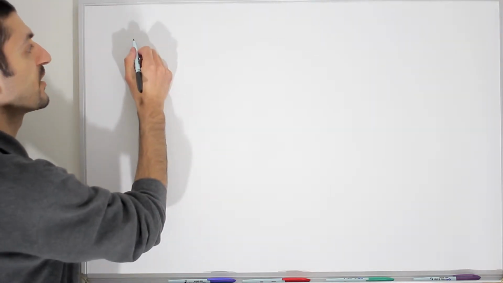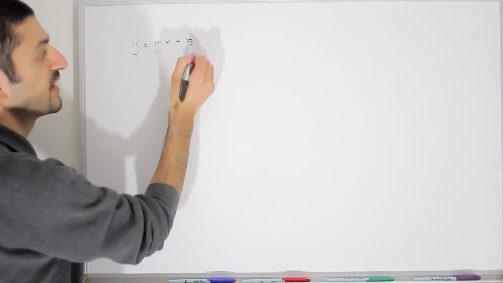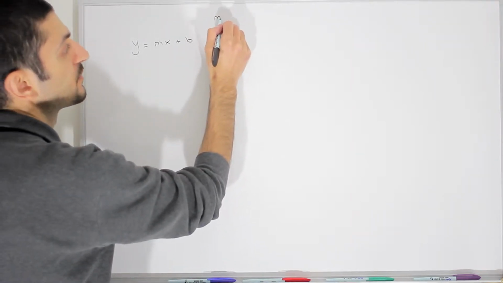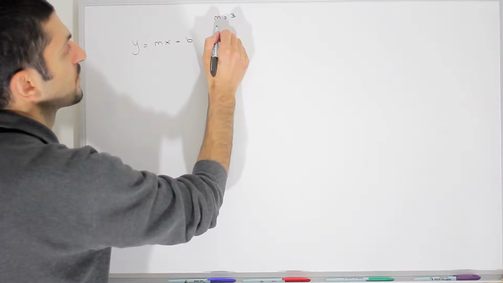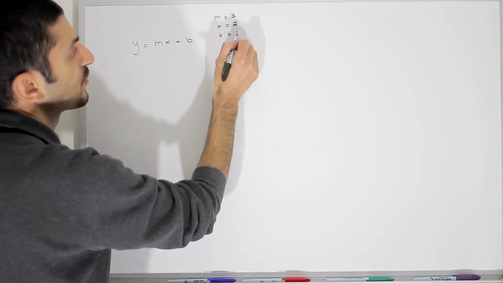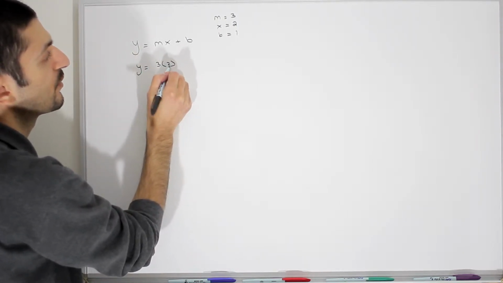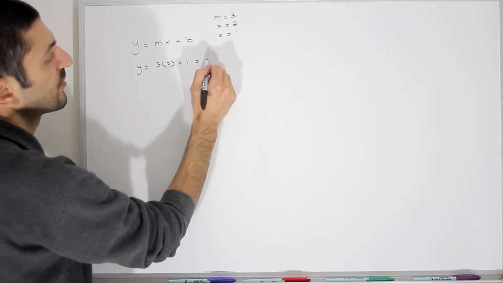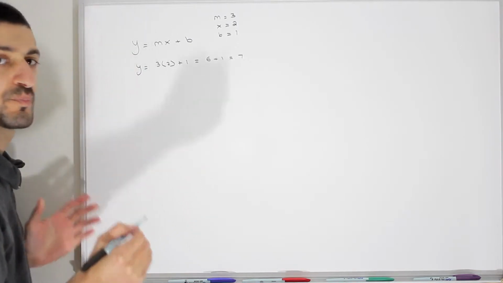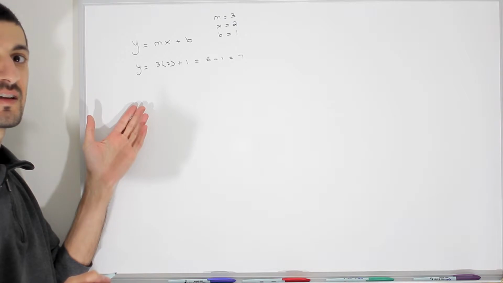Suppose you have an equation y equals mx plus b. And let's say m equals 3, x equals 2, and b equals 1. You would say y equals 3 times 2 plus 1, which equals 6 plus 1, which equals 7. It's very simple, but we know that equations aren't normally clear-cut.